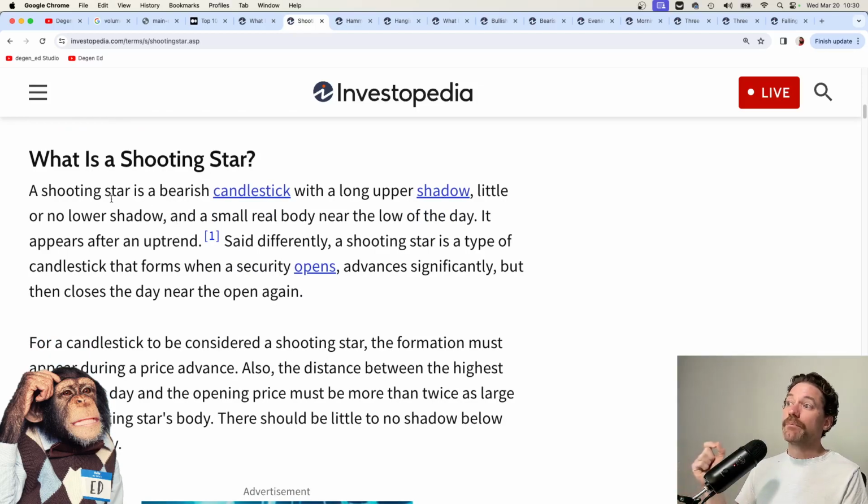So a shooting star is a bearish candlestick with a long upper shadow or wick with little or no lower shadow or tail, and a small real body near the low of the day. It appears after an uptrend. So that's a key thing. It's in relation to what happened previously. If there's an uptrend and you see a shooting star or an inverted hammer candle, that could suggest that the top is in. Said differently, a shooting star is a type of candlestick that forms when a security opens, advances significantly, but then closes the day near the open again.